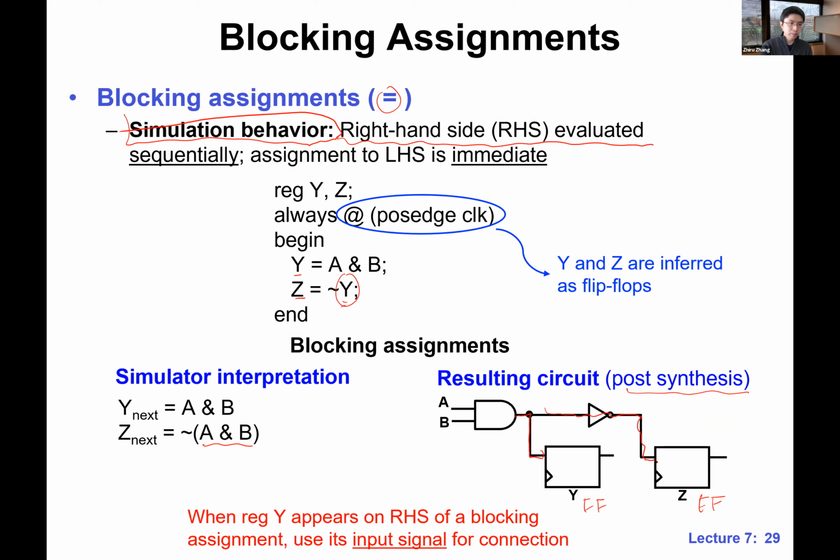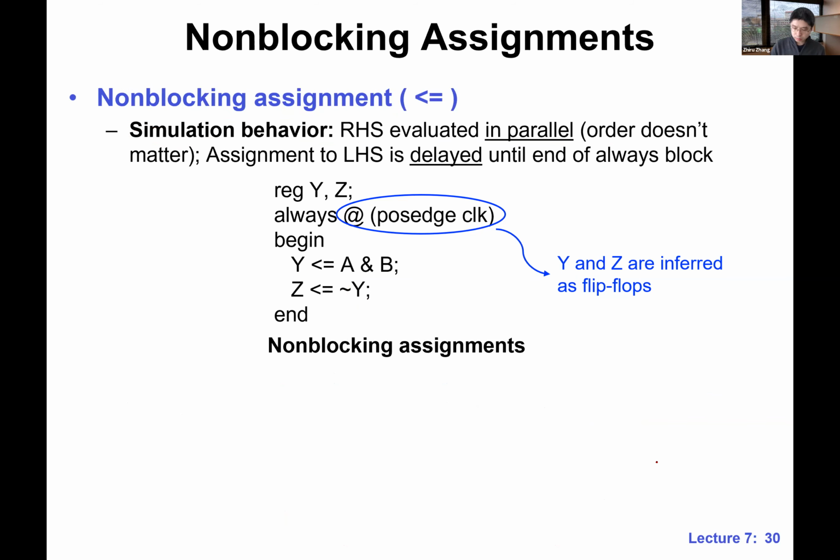The simulation behavior is probably more natural, or maybe not more intuitive: everything just happens, the assignment happens right away. With non-blocking assignment, we are using less-equal, like an arrow. This is the way to specify non-blocking assignment. In the simulation behavior, we treat all the statements as running in parallel, and assignment to the left-hand side, to the output signals, is not immediate. It is delayed until the end of the always block. That's the simulation behavior for non-blocking assignment.